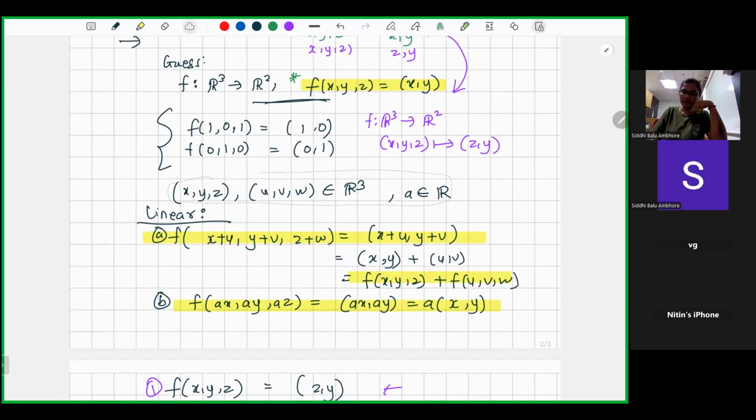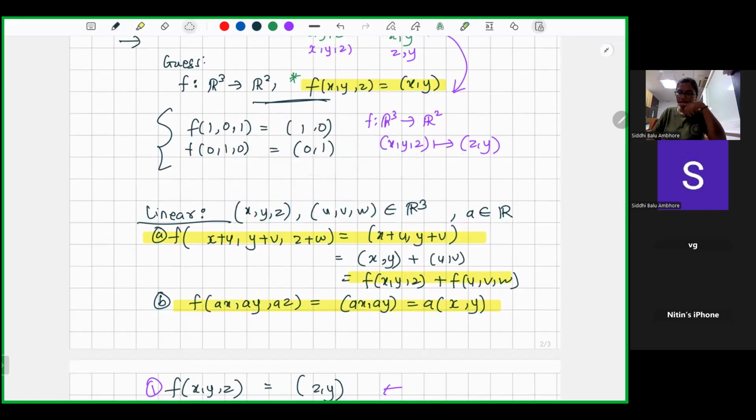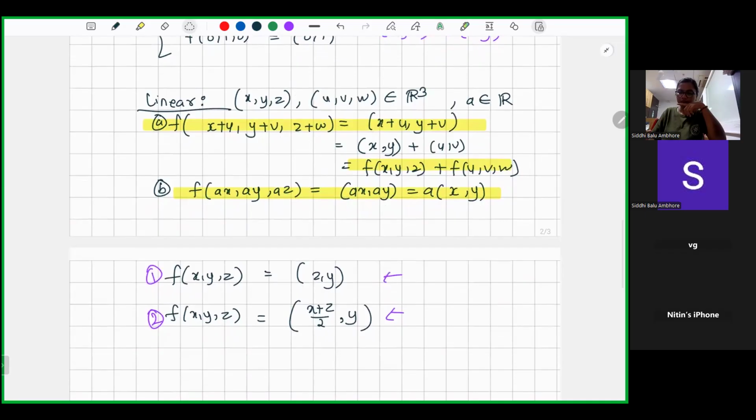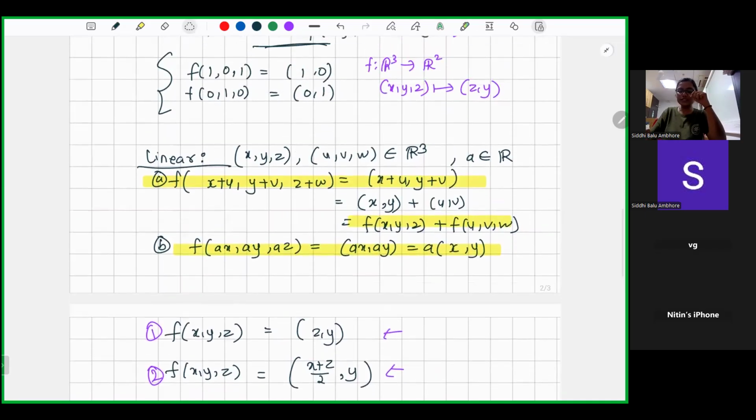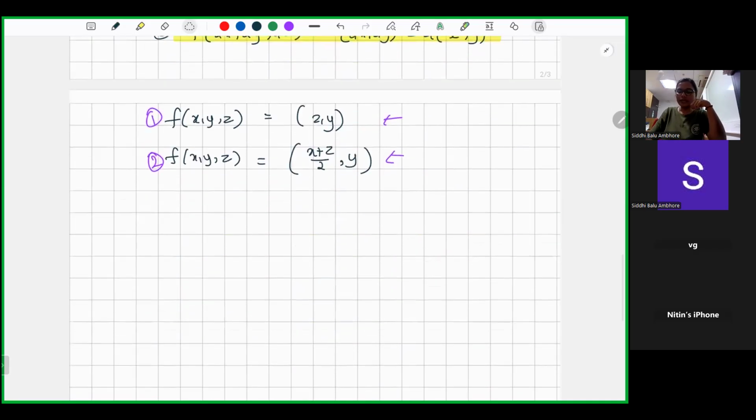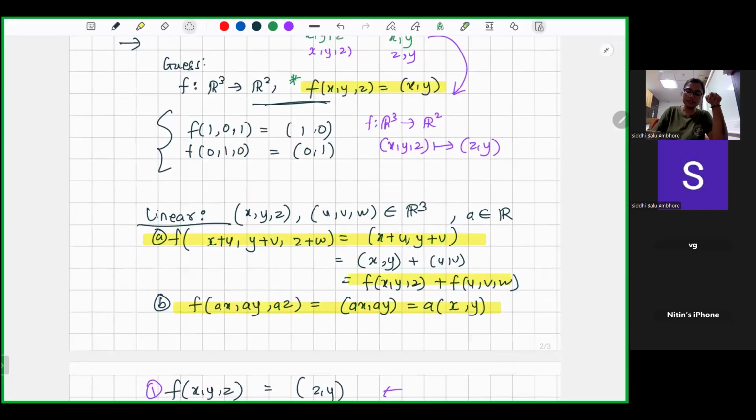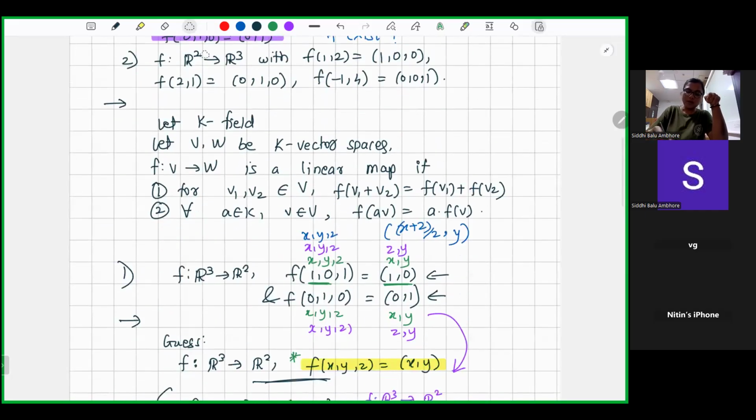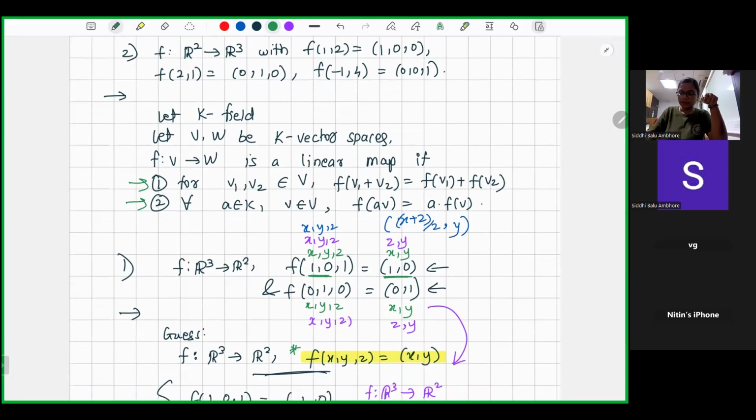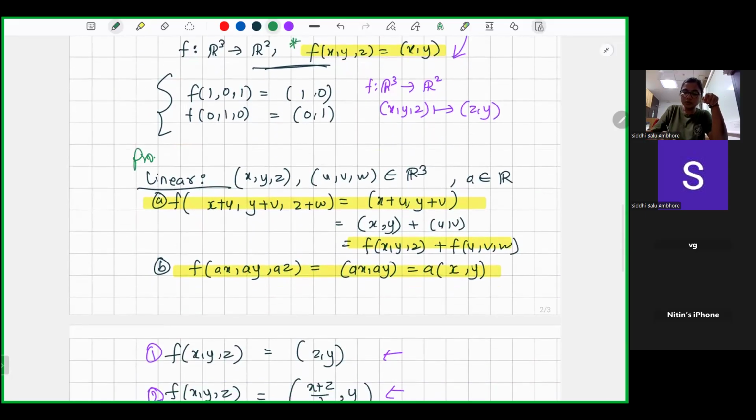Where did we prove it here? We have just mentioned it as it is here, f of x plus 5y plus... This is the proof, right? For any x, y, z and u, v, w in R3, I proved that f of their addition is the addition of their f values, and f of a into that term is a times f. This is what we are proving, right? This is the property of a linear map. These are the two properties that we proved here.